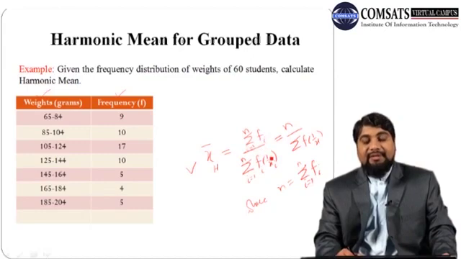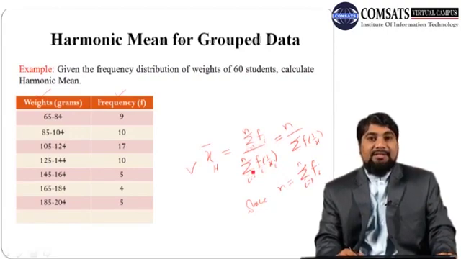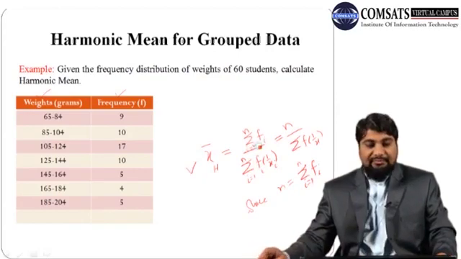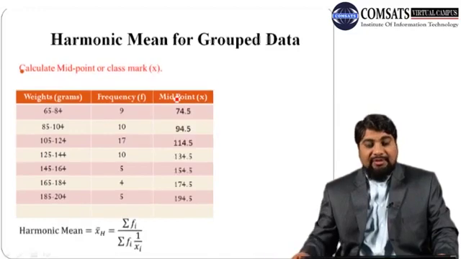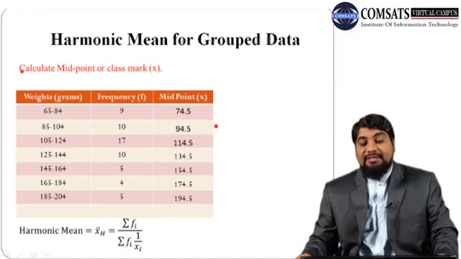So first we need to calculate x, which is the midpoint, and f is already given. Then we will take the reciprocal of this x, 1 over x, then we have to multiply with f, and then take the sum. So first we calculate the midpoint, or class mark. So construct a new column and then take the midpoint. So just add the class limits and divide the sum by 2, 74.5, and so on.